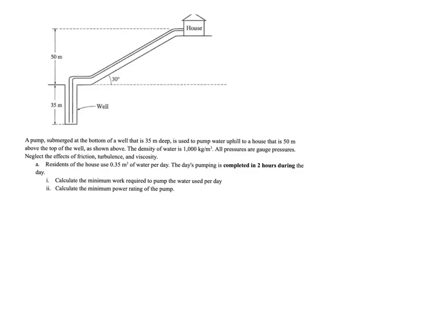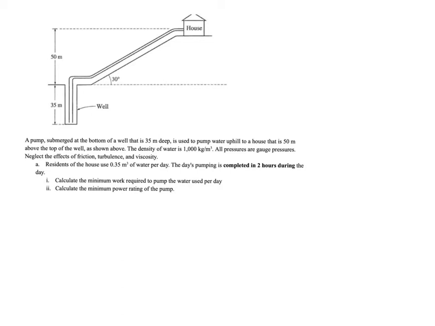All right, this next question says a pump submerged at the bottom of a well that is 35 meters deep is used to pump water uphill to a house that is 50 meters above the top of the well as shown above. The density of water is 1,000 kilograms per meter cubed. All pressures are gauge pressures. Neglect the effects of friction, turbulence, and viscosity.